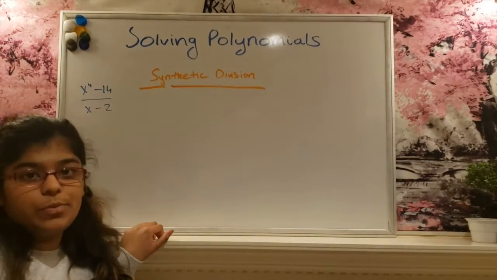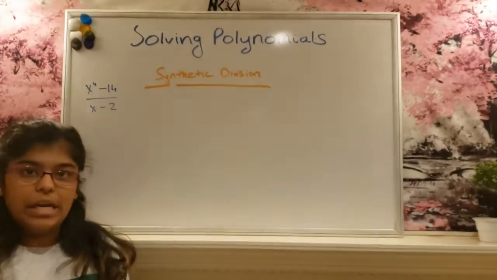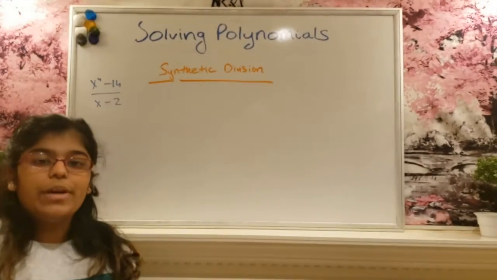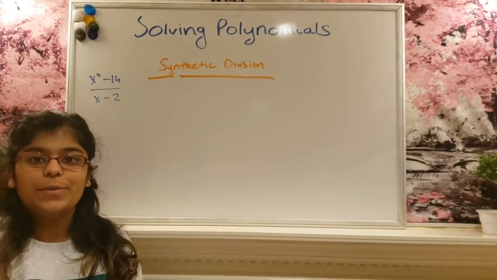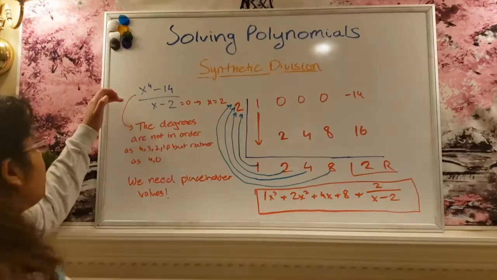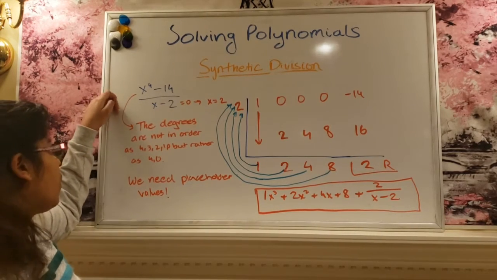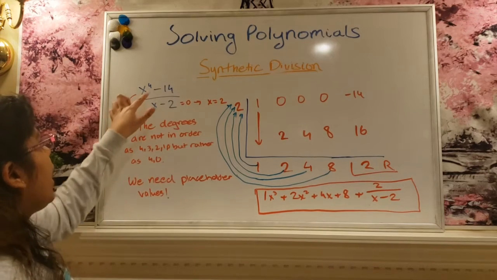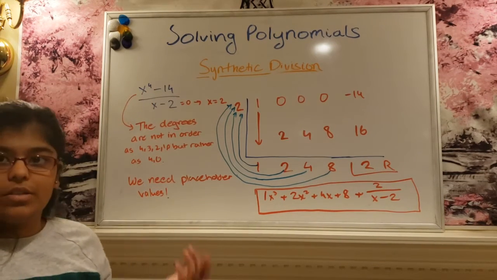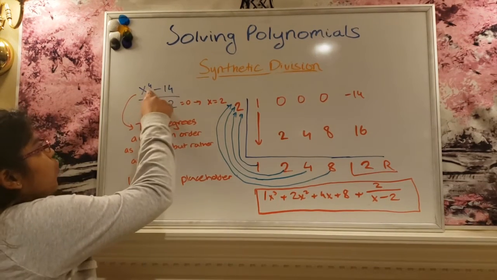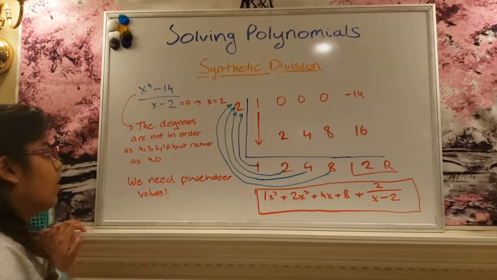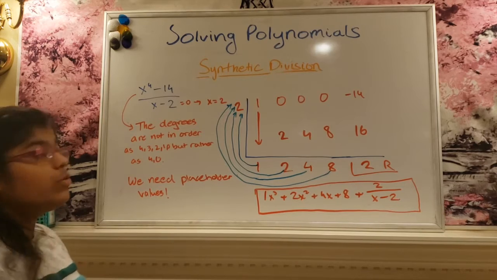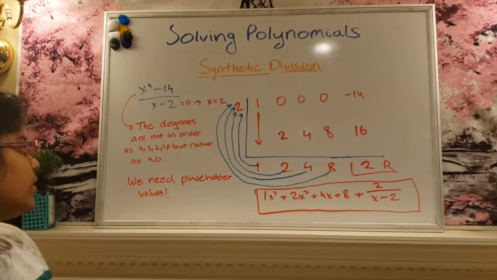Here's another example. x to the 4th power minus 14 divided by x minus 2. Pause this video and try it on your own, and I'll show you how to do it. Before starting to solve this problem, we can see that the degrees are not in order as 4, 3, 2, 1, 0, but rather as 4 and 0. So now we need placeholder values. Without placeholder values, our calculation will not be accurate.